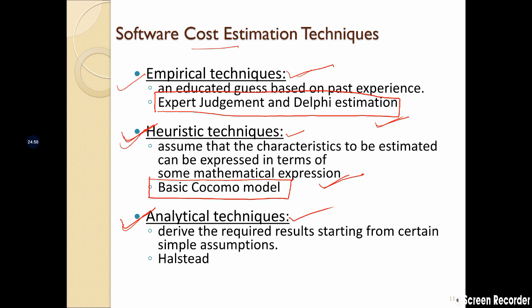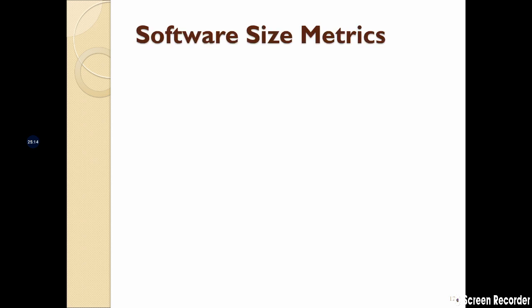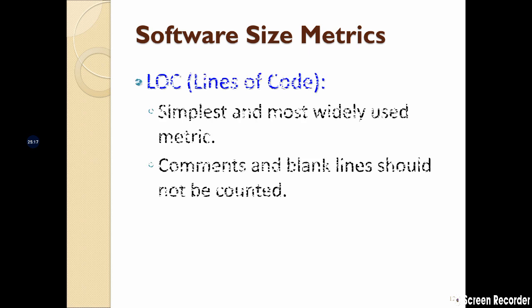So we can say that any function which accepts more than 3 parameters can be categorized as a complex function. So you basically assume it, and by assumptions you come to an estimate of what your software is going to be costing. So Halstead technique is a way by which you can find the cost by using the analytical technique.